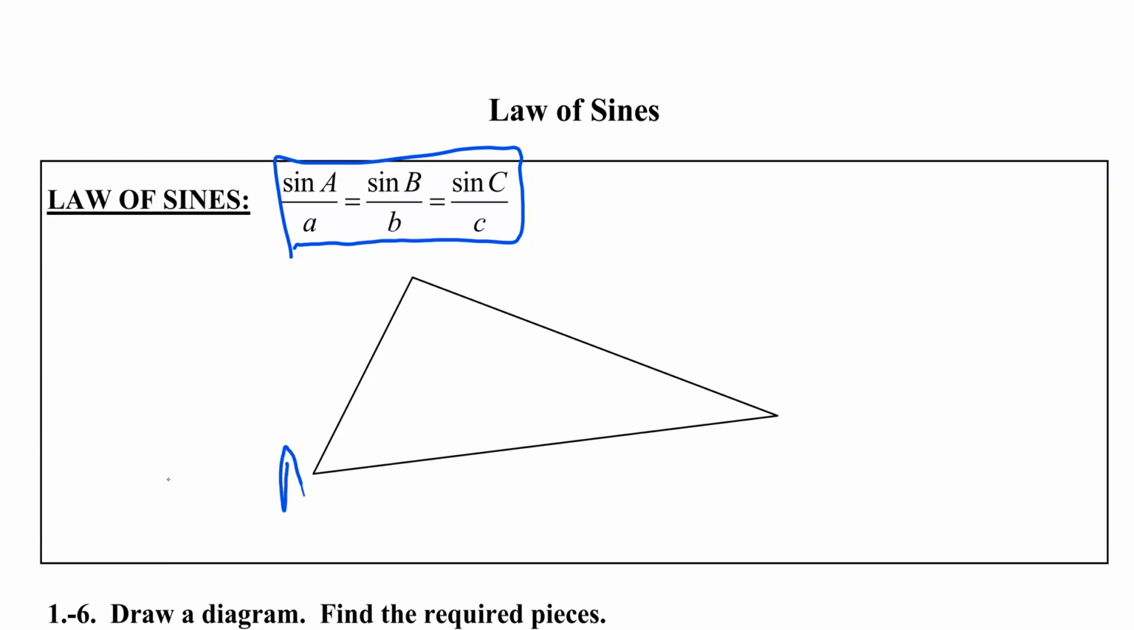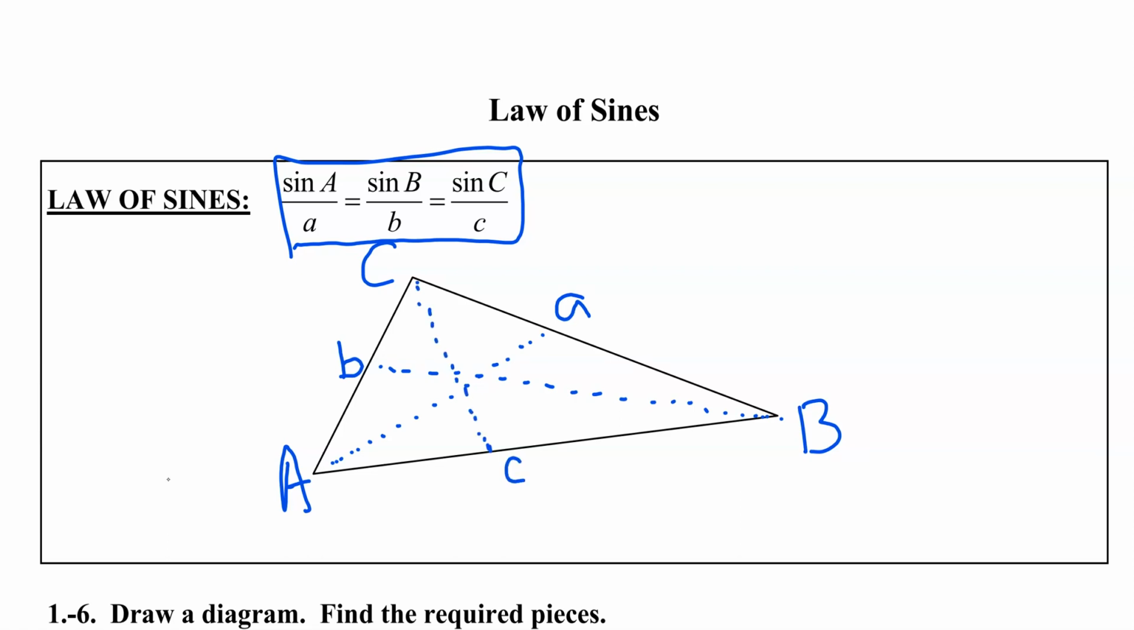Like here is angle A. Again, capital letters always designate angles. And then the lowercase letters designate sides. Now you'll notice that opposite angle A is side A. Opposite angle B is side B. And opposite angle C is side C. So capital letters are the vertices or the angles, and the lowercase letters are the sides.